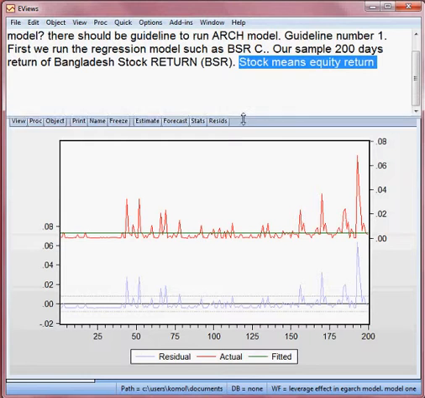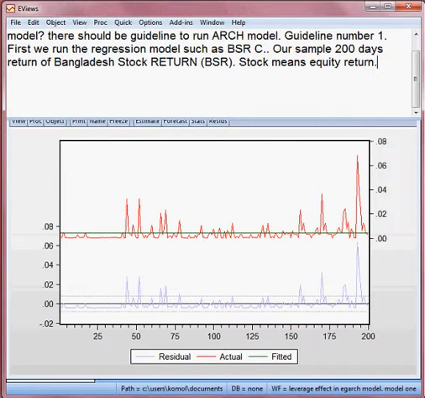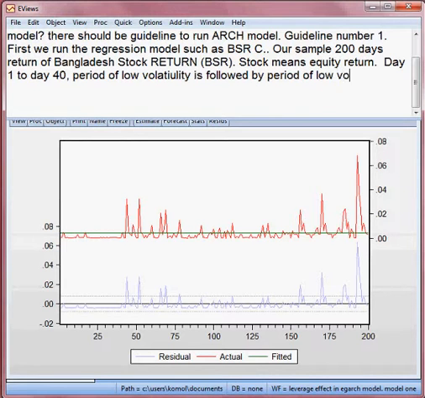Okay, here I can write the story that from day 1 to about day 40, we can see that a period of low volatility is followed by a period of low volatility for a prolonged period.